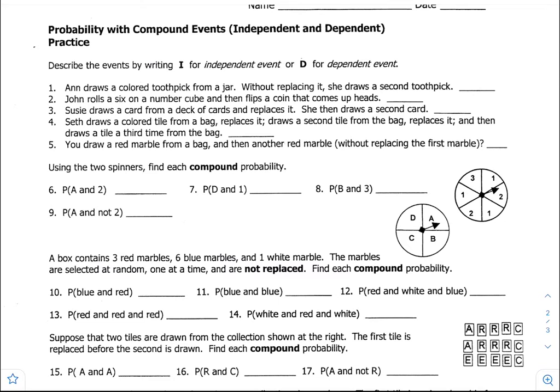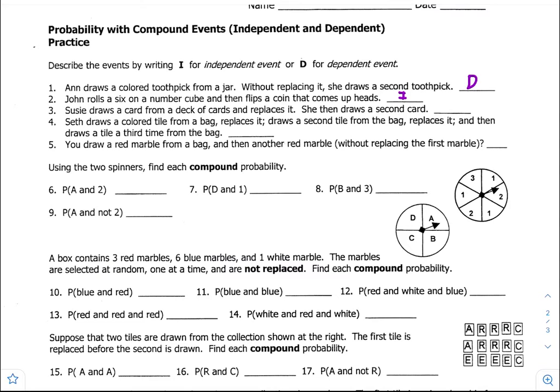back in. So number 1, Anne draws a colored toothpick from a jar without replacing it, meaning she does not put it back. She draws a second toothpick. That is dependent, everybody, because she did not put that toothpick back. Number 2, John rolls a 6 on a number cube, then flips a coin that comes up heads. That is independent because the dice roll does not impact what he gets on a flipped coin.